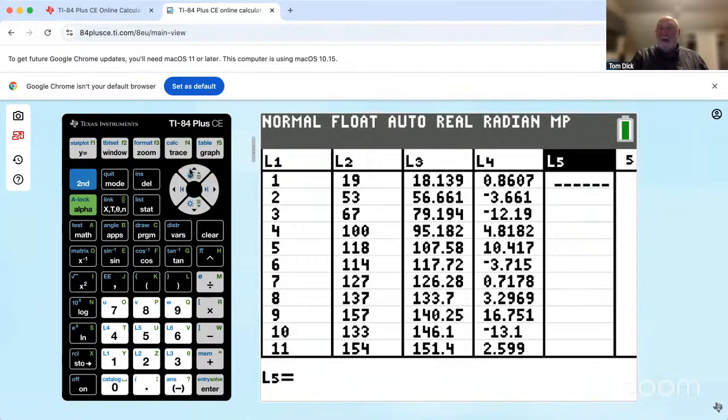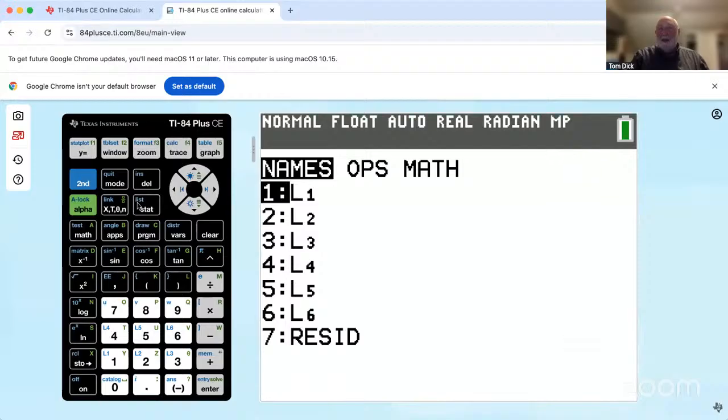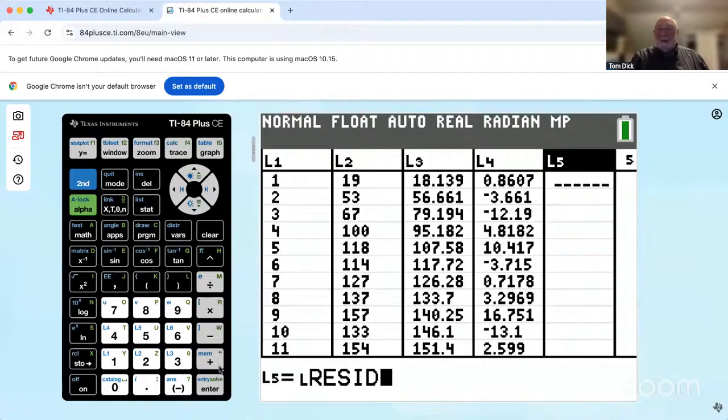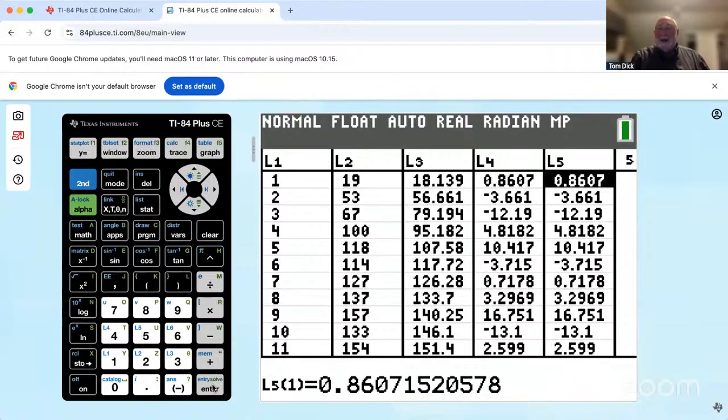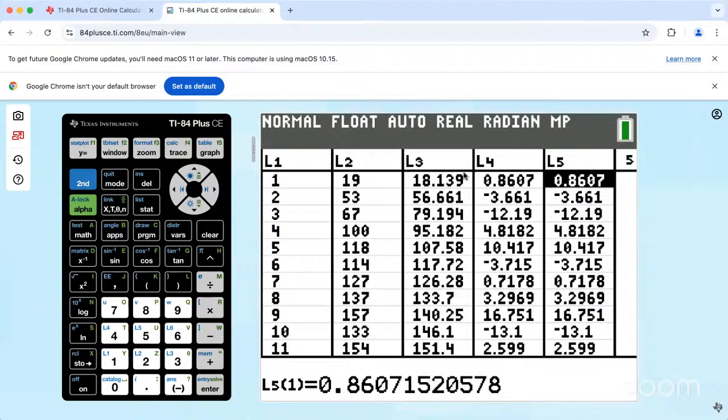If I go to L5, I can make it equal to, well, let's go to the lists. Notice number 7 down there says residual. So we could go ahead and say, just automatically give us the residuals. And you can see L4 and L5 match up exactly. I often like to do the L3 and L4, just get it in my students' heads, remind them that's what those residuals are. It's always the actual minus predicted.